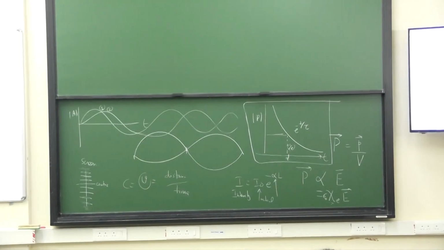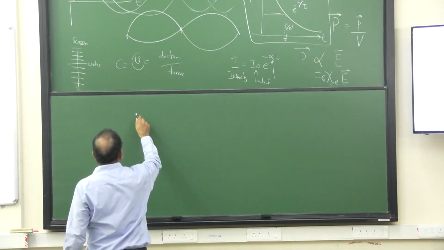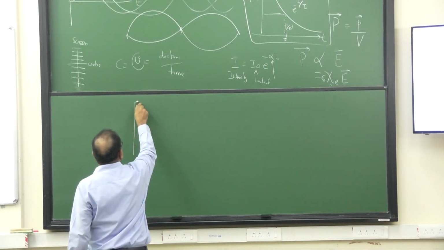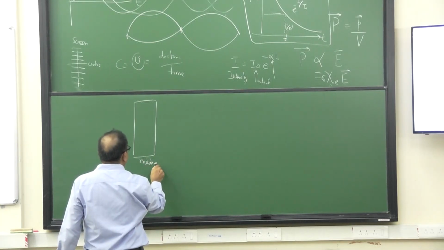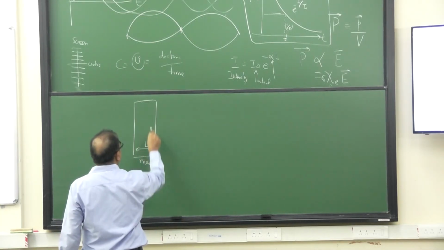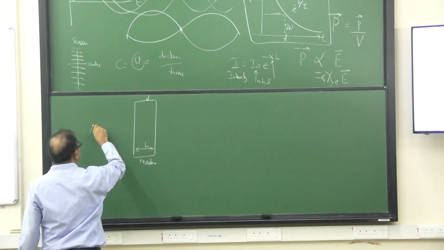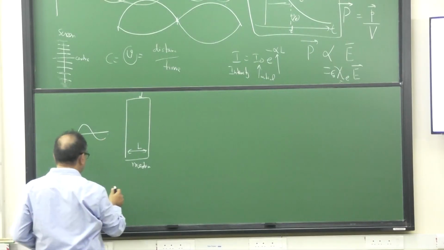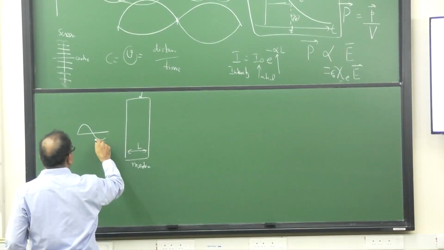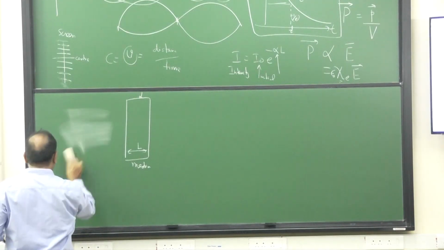So if you can appreciate those two equations, then only we go further. Is it okay? Now I have some medium of length L having an alpha, and I have some wave. I wanted to make it big, but it's too bad.